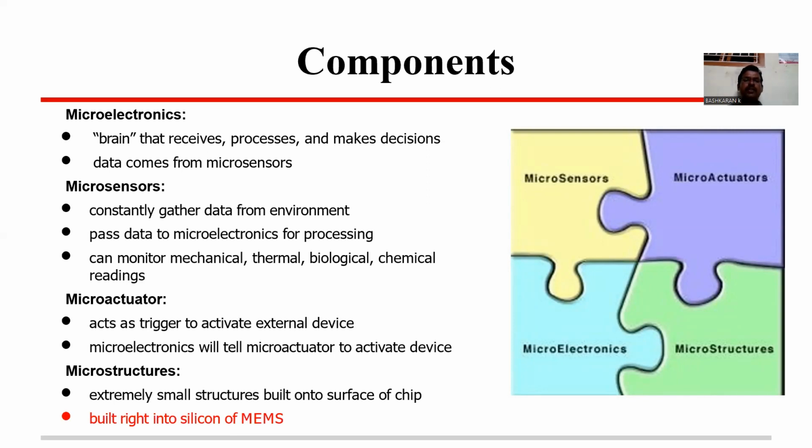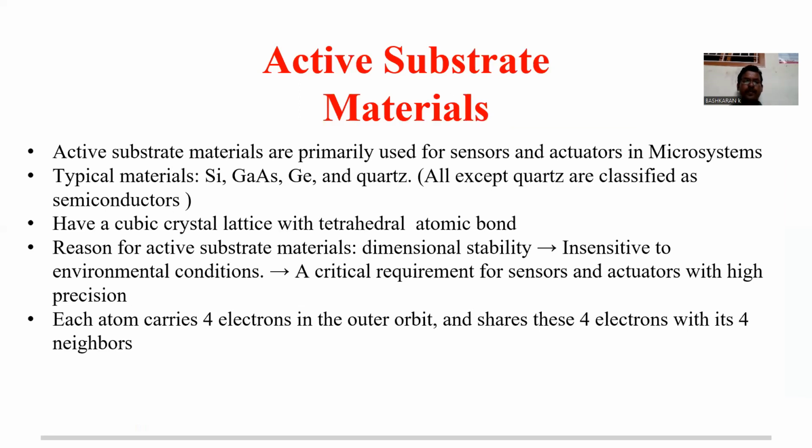Microelectronics is the brain that receives, processes, and makes decisions; data comes from microsensors. Microsensors constantly gather data from the environment and pass it to the microelectronics for processing. They can monitor mechanical, thermal, biological, and chemical readings. Microactuators act as a trigger to activate an external device. Microelectronics will tell the microactuator to activate the device. Microstructures are extremely small structures built onto the surface of the chip, built right into the silicon of MEMS.